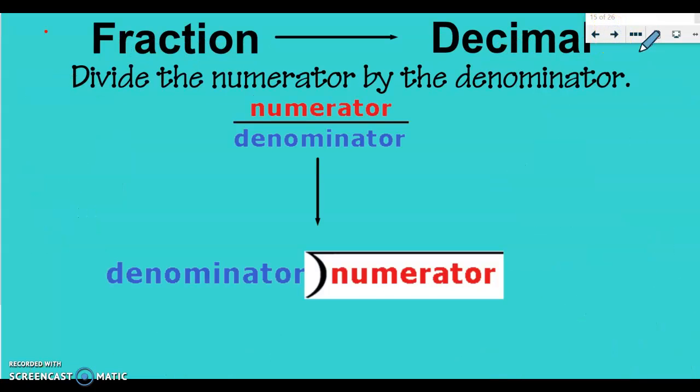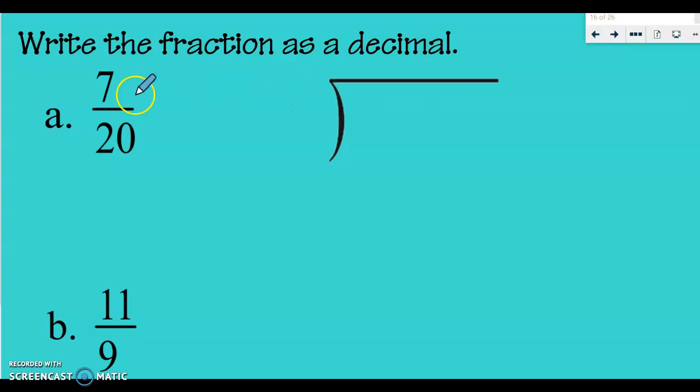Next, you're going to learn how to convert a fraction into a decimal, and it just happens to be long division. Setting up your numerator and denominator. Denominator goes on the outside. Your numerator goes underneath the bracket on the inside. So it's just long division. Numerator divided by your denominator.